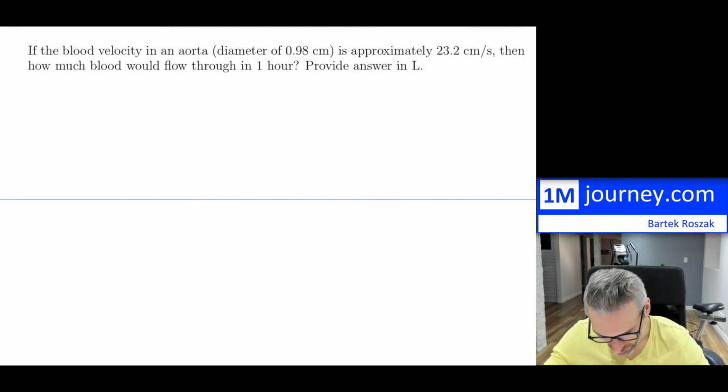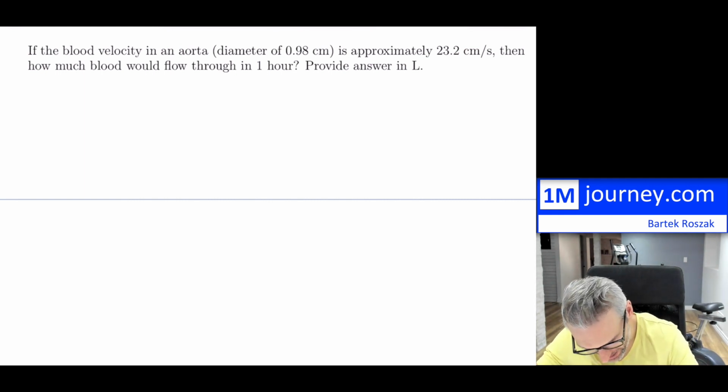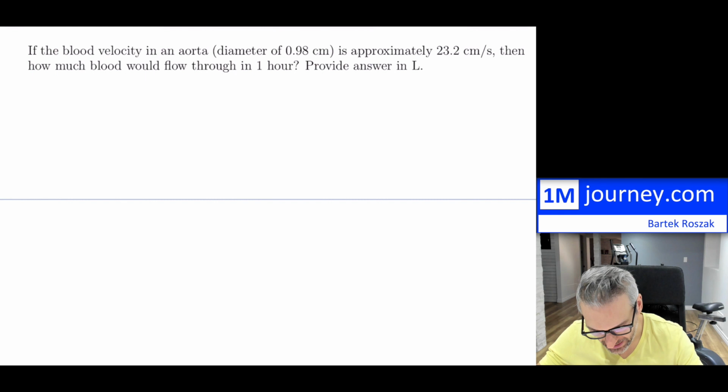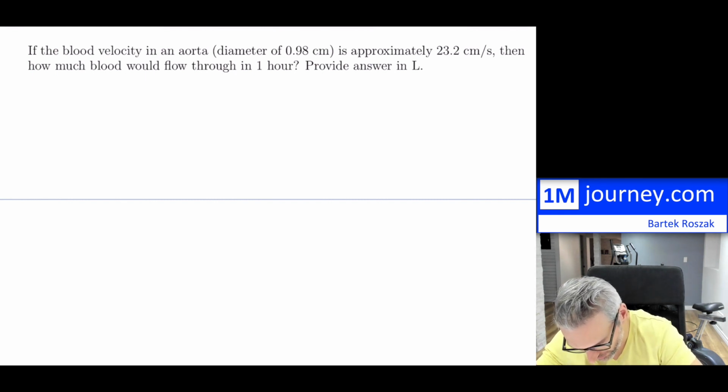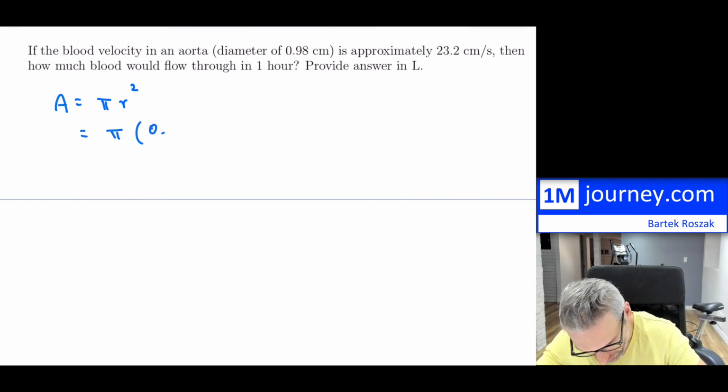Let's take a look in here. Anytime they give us a diameter or radius, you're always assuming that you are referring to a surface area which is cylindrical. So pi r squared is going to be our area in here. So that's going to be pi times the diameter, so I guess I have to change this back.